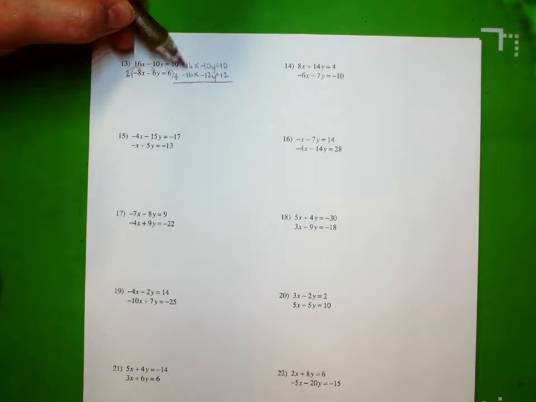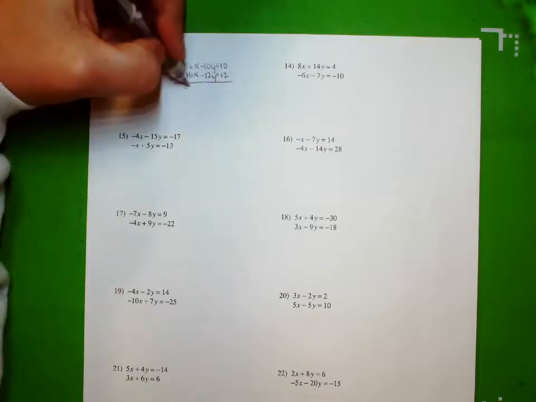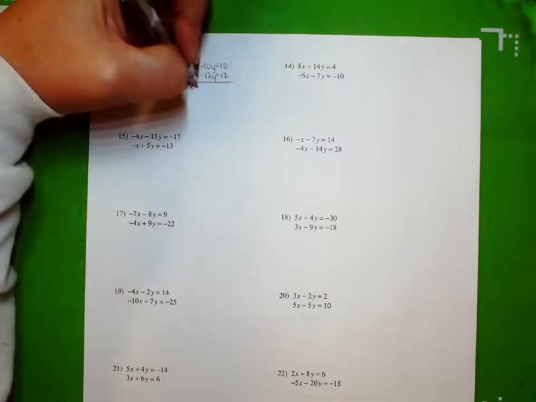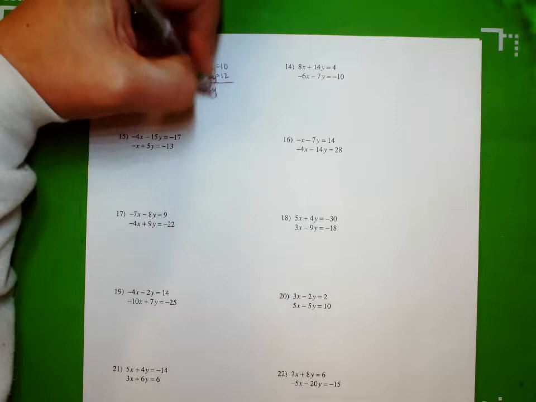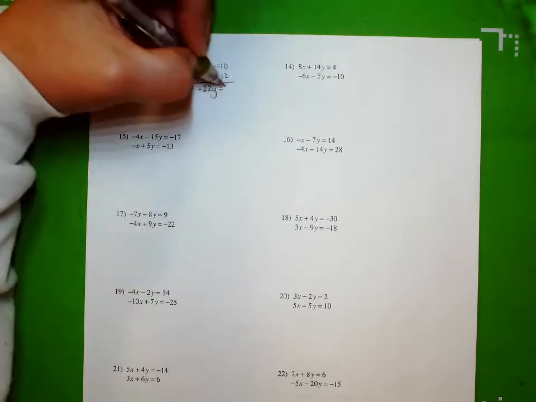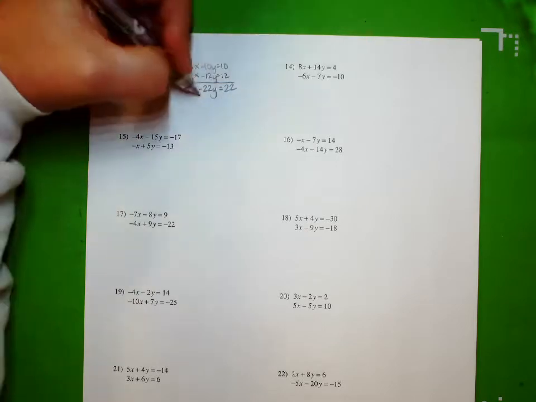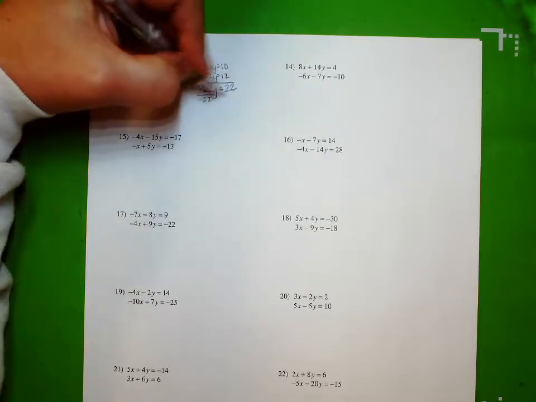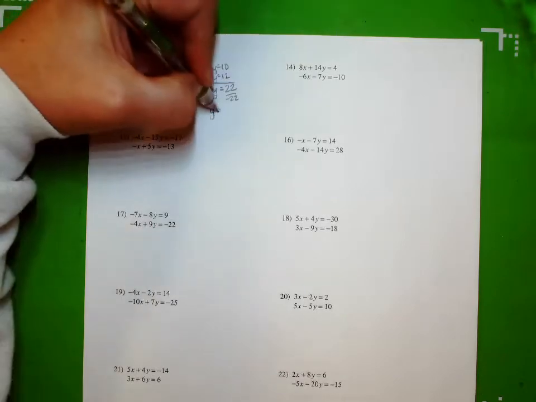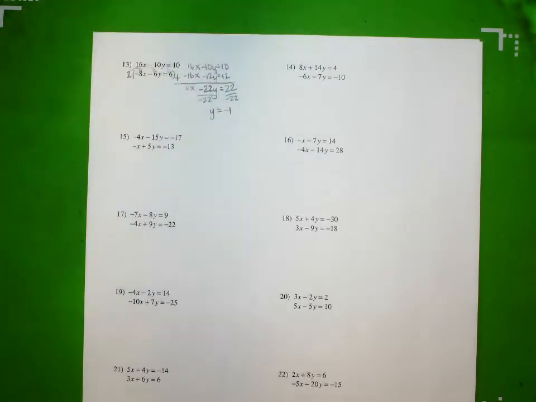16x plus negative 16x is 0x. Negative 10y minus 12y is negative 22y. And then that would equal 10 plus 12, which is 22. So divide both sides by negative 22. And we get y equals negative 1.